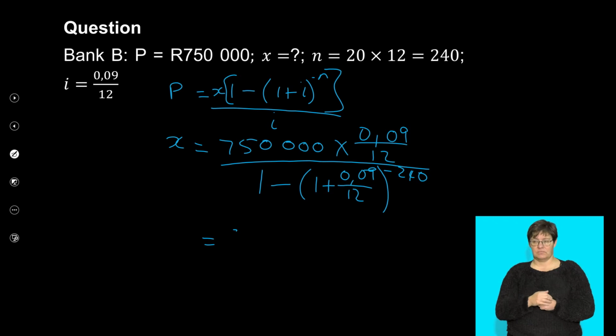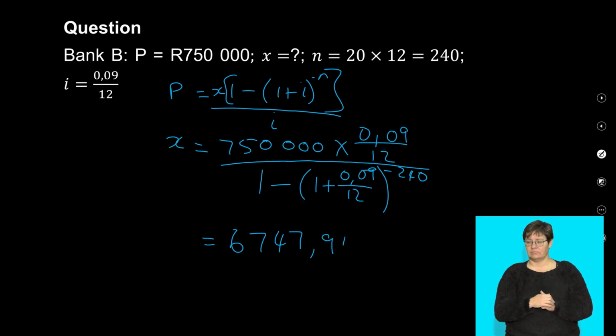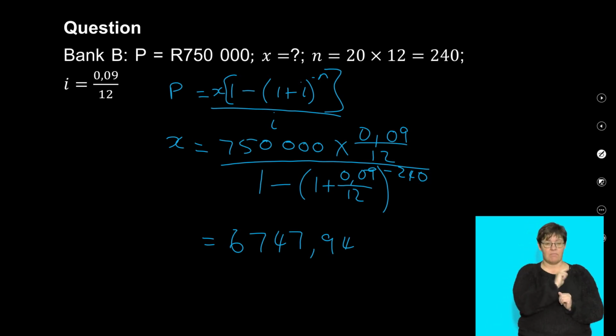So this is 6,747 and how many cents? 94 cents. Please do note these down, right? Because we are going to use them, but I'm just going to put them in a table form for you.